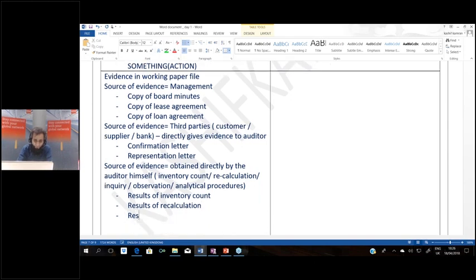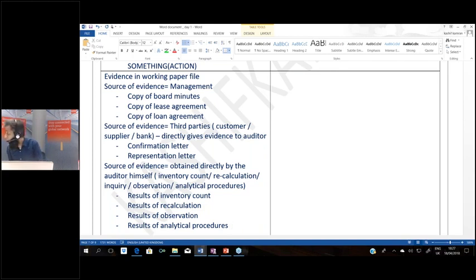Results of observation, right? Results of analytical procedures. So if something is done by the auditor himself, and if someone of you is in practical audit, the auditors do have their writing pads with them. When they go to the field, they have the writing pad with them. Whatever they are discussing, analyzing or performing, they keep noting it down on the writing pad. The noting on the writing pad becomes the results, and the results go to your file.